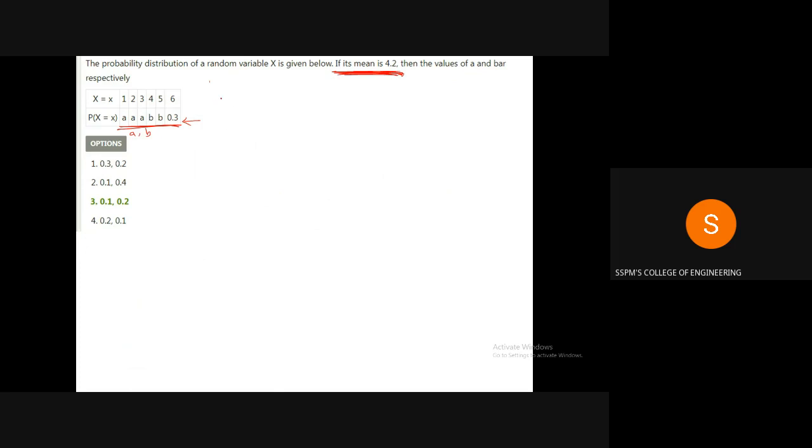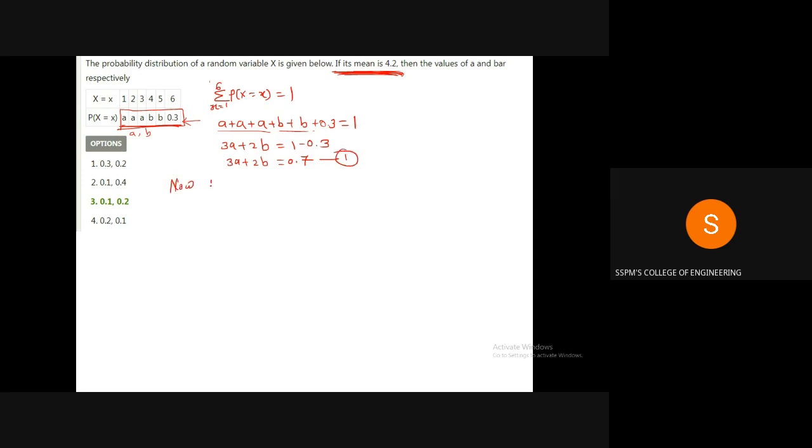First, the basic thing is summation p of x is equal to 1. We always have to use this. The total probability is always 1. So we will add all these probabilities and equate them with 1. So we have a plus a plus a plus b plus b plus 0.3 is equal to 1. So a plus a plus a is 3a, plus b plus b is 2b, is equal to 1 minus 0.3, that is 3a plus 2b is equal to 0.7. This is our first equation.